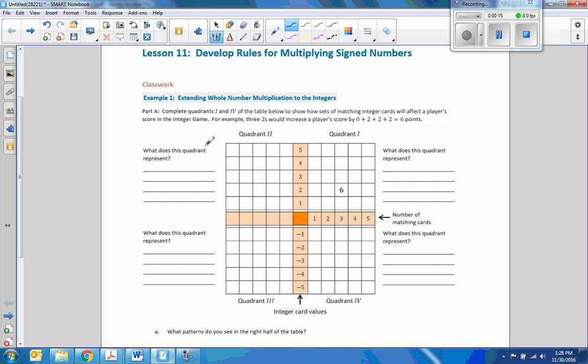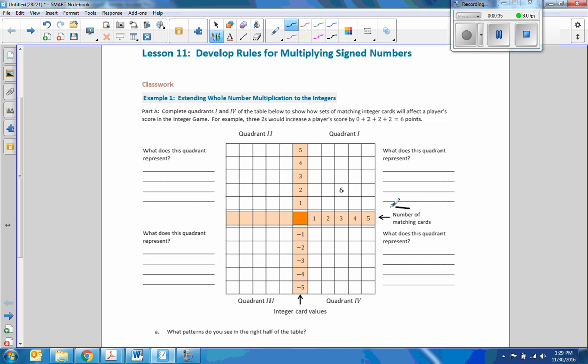Alright, so example 1 says extending whole number multiplication to the integers, part A. Complete quadrant 1 and 4 of the table below to show how sets of matching integer cards will affect the player's score in the integer game. For example, 3 2s would increase a player's score by 0 plus 2 plus 2 plus 2, which equals 6 points.